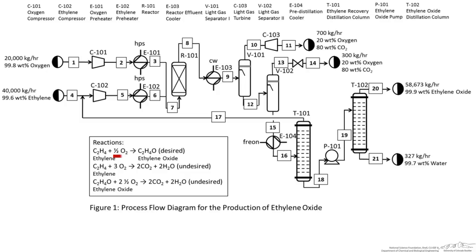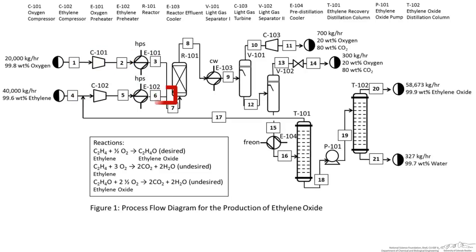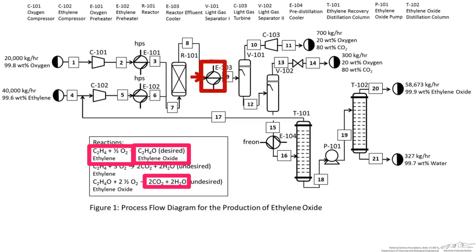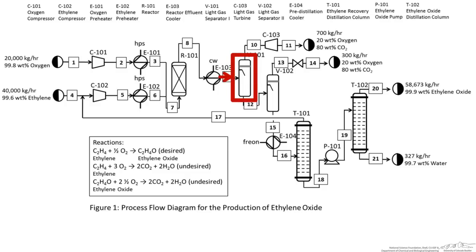This process takes oxygen and ethylene in separate streams and compresses and heats them before combining them and sending them to a packed bed reactor. Through a catalyzed reaction, ethylene oxide and undesired carbon dioxide and water are created. The main reaction does not feature 100% conversion of the reactants, so this means that ethylene oxide, along with unreacted ethylene, oxygen, water, and carbon dioxide, come out of the reactor and are cooled down by a heat exchanger before going into the first of 2 flash separators.